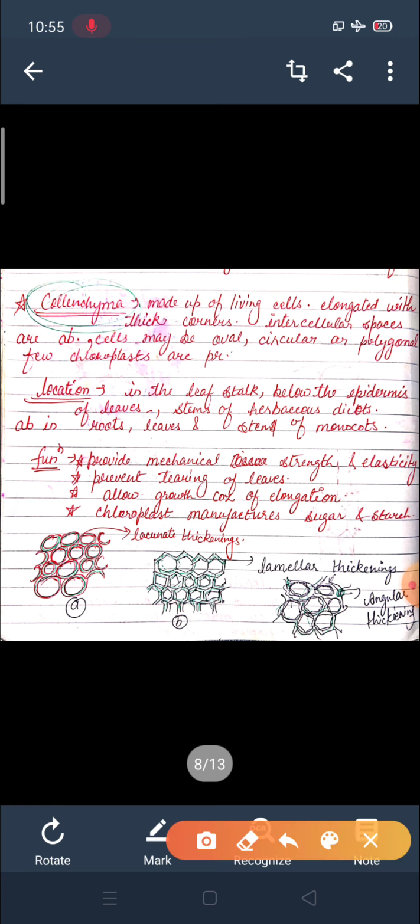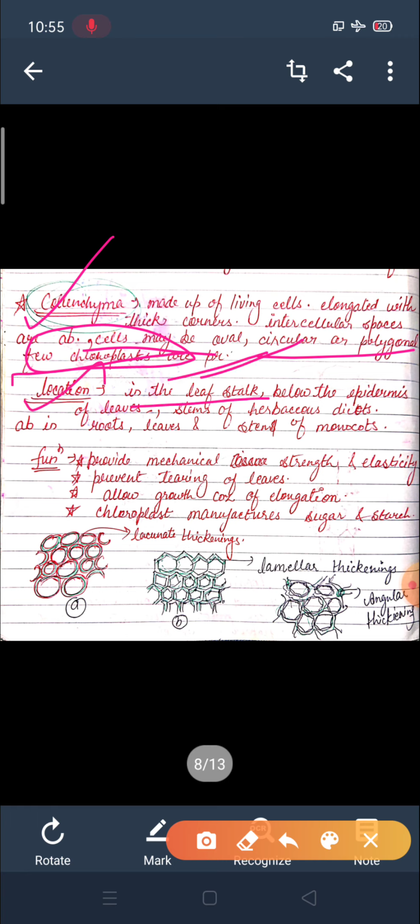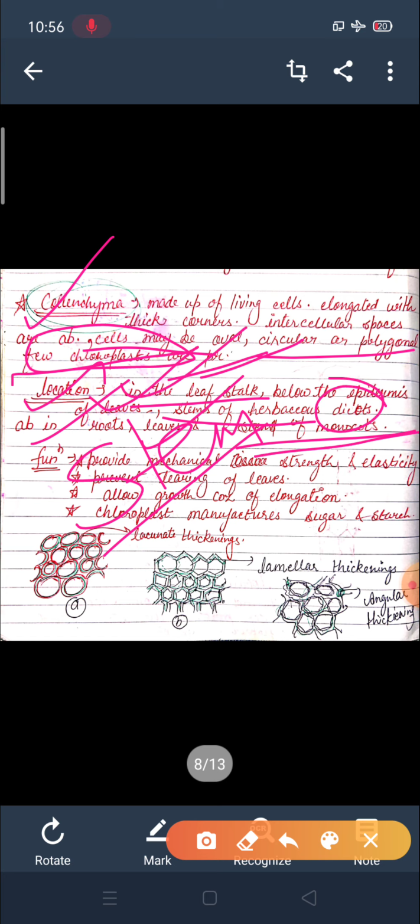If we talk about the collenchyma, then it is made up of living cells elongated with thick corners. Intercellular spaces are absent. Cells may be oval, circular or polygonal. Few contain chloroplast. Location: in the leaf stalk. Stalk means stem. Below the epidermis of leaf, stem of herbaceous dicot, absent in roots, leaves, and stems of monocot, meaning in dicot it is present but in monocot it is absent.